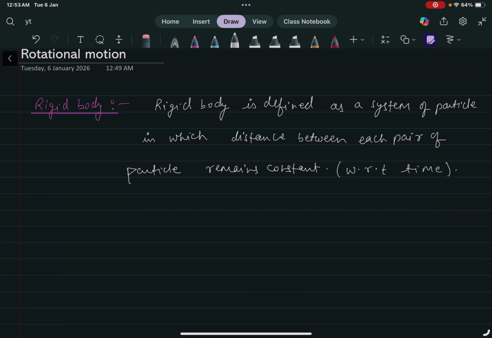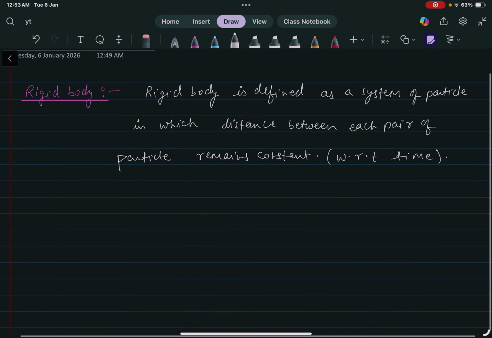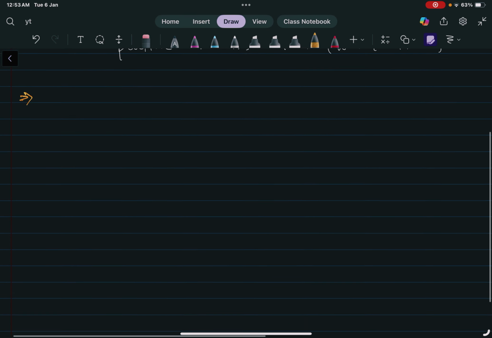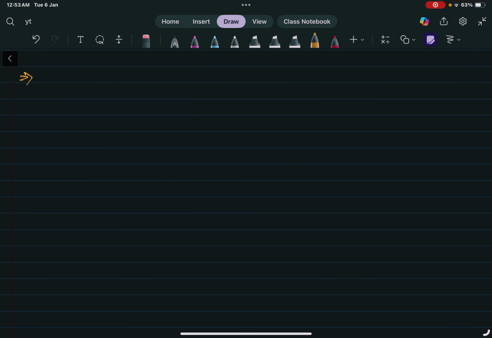Whenever the body is rotating or moving, the shape and size of the body are the same and do not change. This type of body is called a rigid body. I hope all of you understood this. Now the second point about the rigid body.